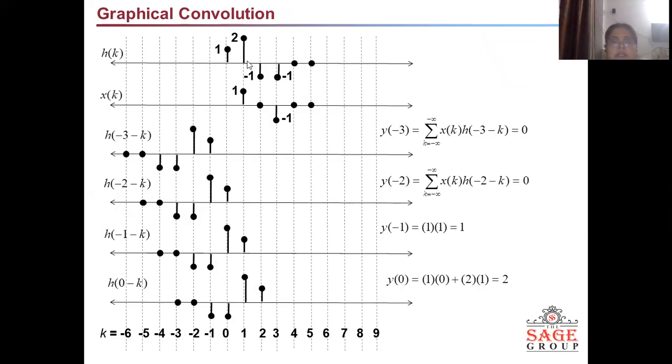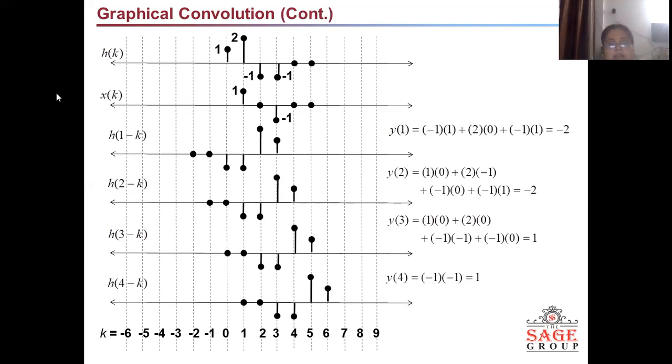This is how the graphical convolution is performed with x[k], h[k], and by taking different values of k and n, we have performed this convolution between the two signals. So here we have taken h[minus 3 minus k]. In this we have taken n value as minus 2. In this we have taken the value of n as minus 1, and then 0. So first we have inverted h[k], and then we have shifted h[k] towards n.